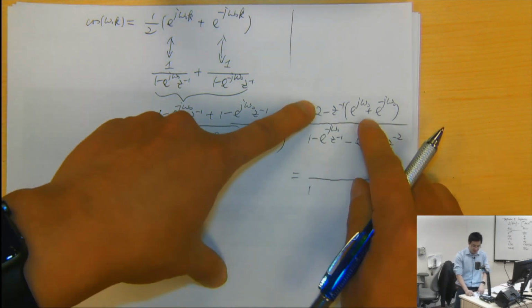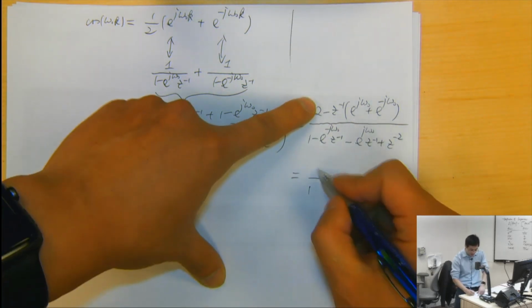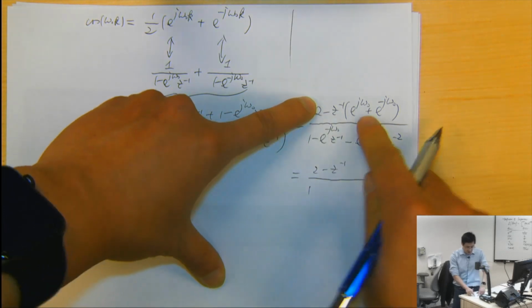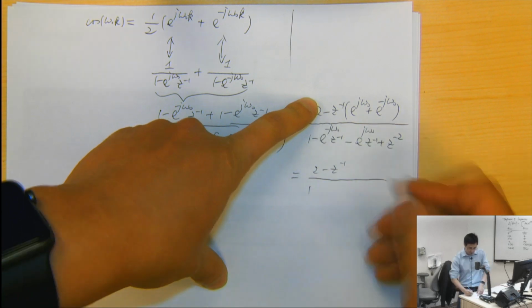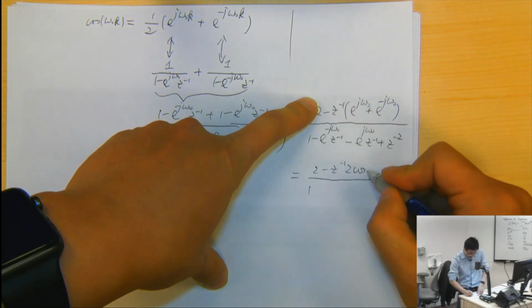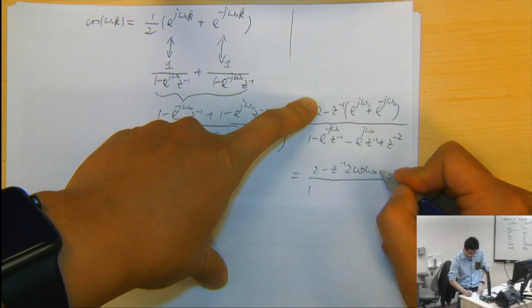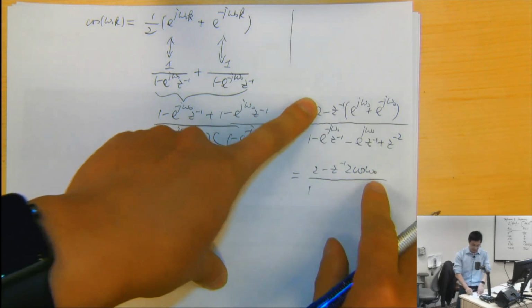So we can simplify this a little bit more by noting, let's start from the numerator. In the numerator, what do we have here? 2 minus z^(-1). What is e^(j omega 0) plus e^(-j omega 0)? 2 cosine omega 0. There's no j. That's it.